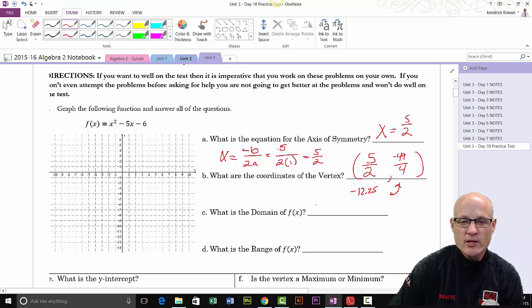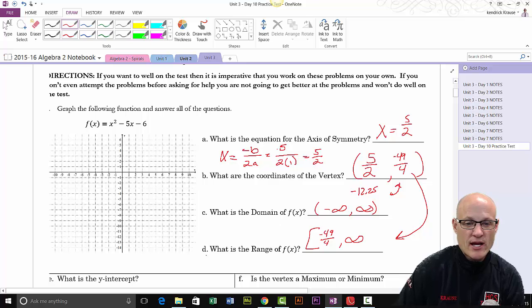So what is the domain? Well, the domain of all parabolas, unless otherwise stated, is negative infinity to positive infinity. The range, since this is a parabola that's going up, is from this point right here, which will be the lowest point, negative 49 over 4, all the way up to positive infinity.